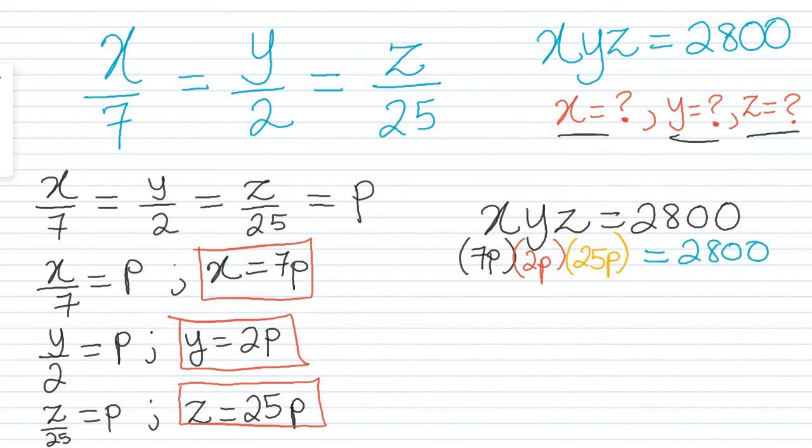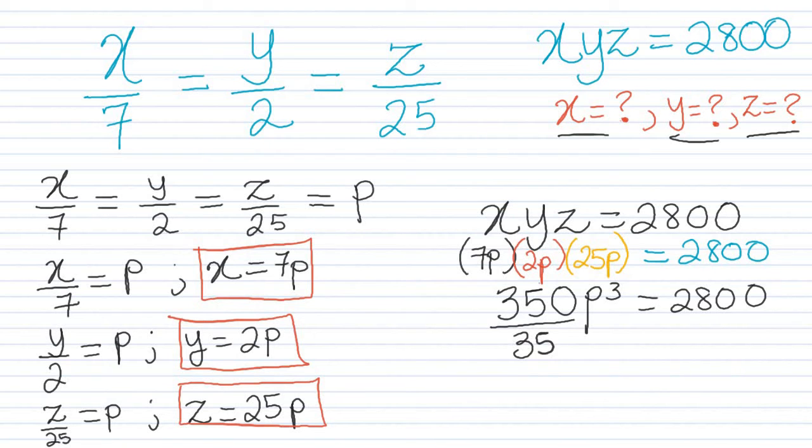We know 7 times 2 is 14. 14 times 25 is, now I'm a little bit stuck. How about we do this? 2 times 25 is 50. 50 times 7, so 7 times 5 is 35, and then we've got a 0 from the 50, so we have 350. Then we have p times p times p, that's going to be p cubed. So we have 350p cubed equals 2800. Therefore, we can cancel stuff out. We can divide by 350 on both sides.